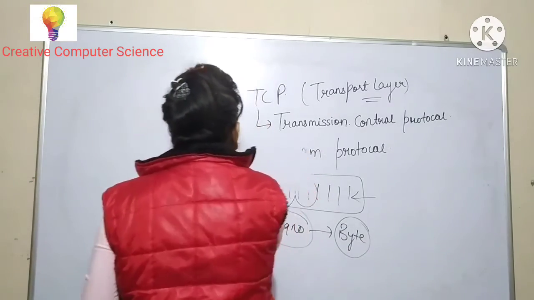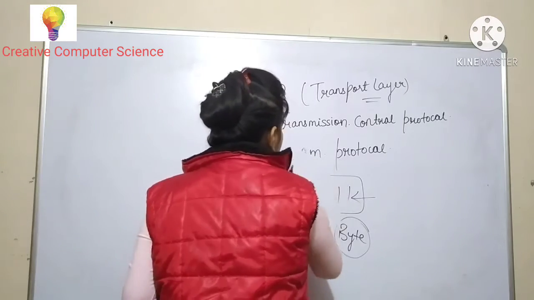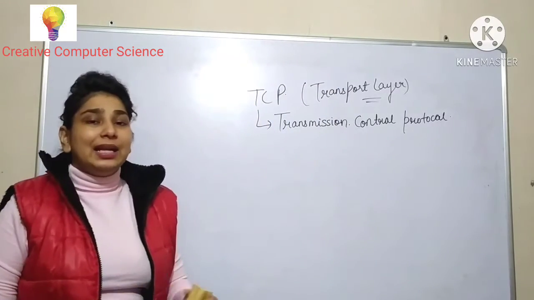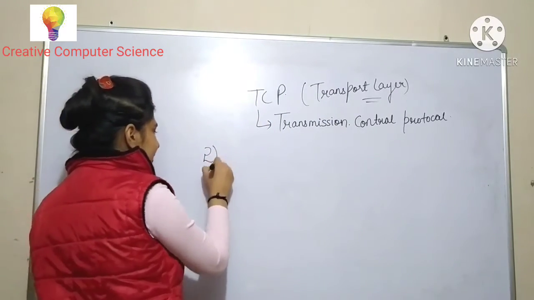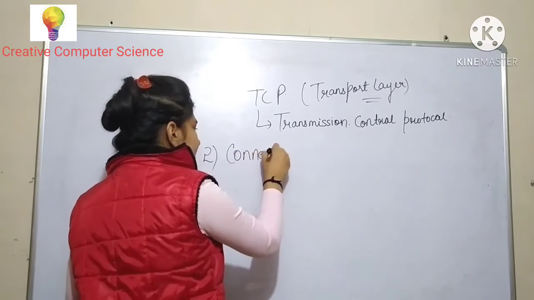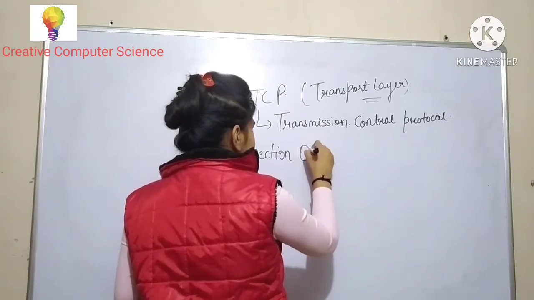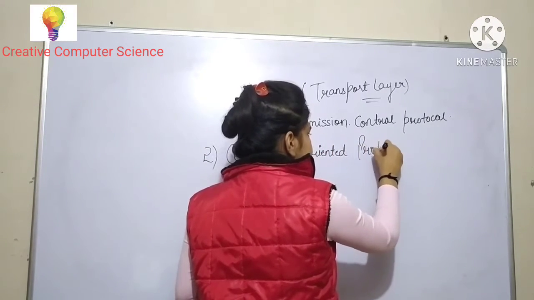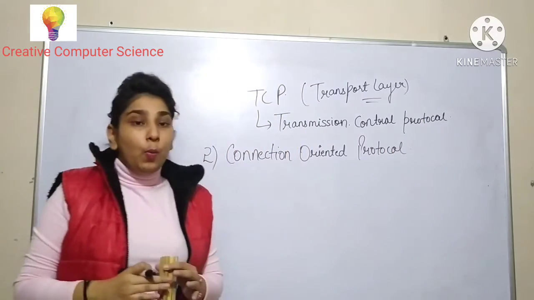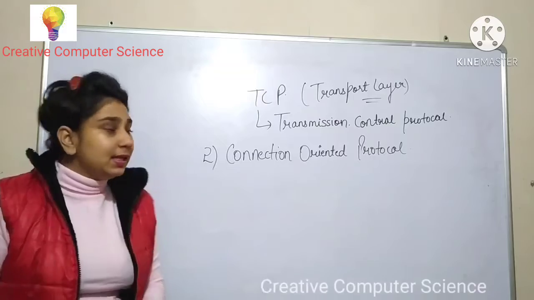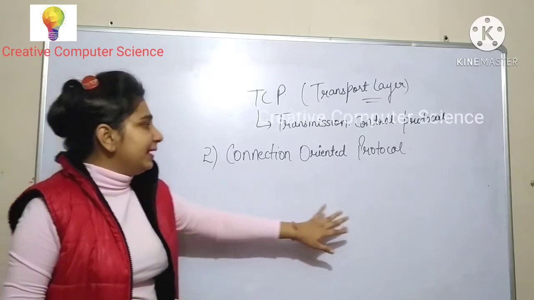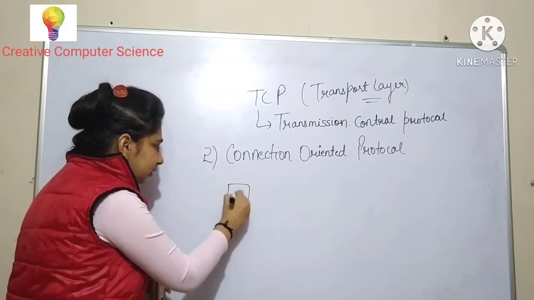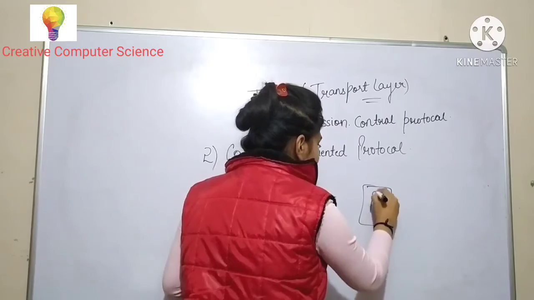So the second thing we need to understand in the TCP protocol is that it is basically a connection oriented protocol. Okay, what does connection oriented mean? When the sender is sending some packet to the destination, this is the sender, this is the receiver.